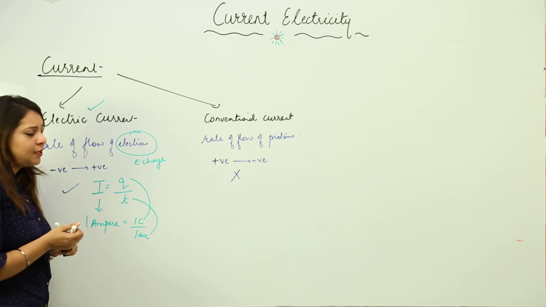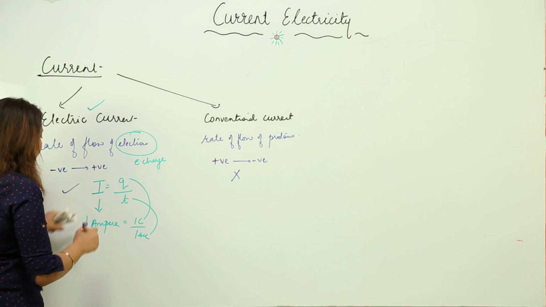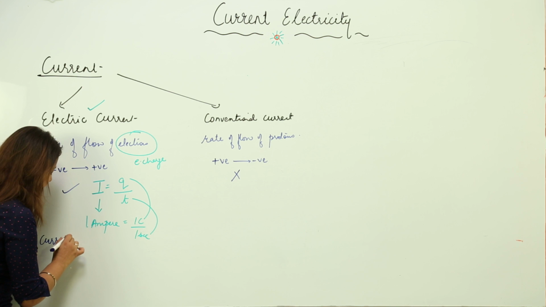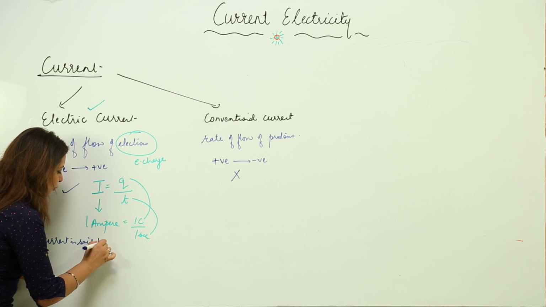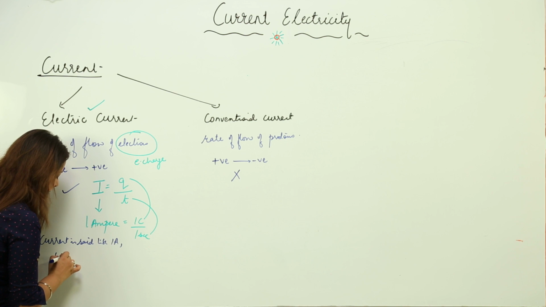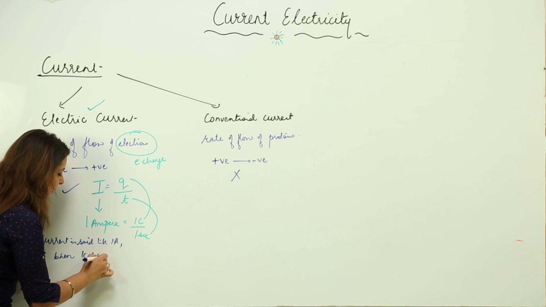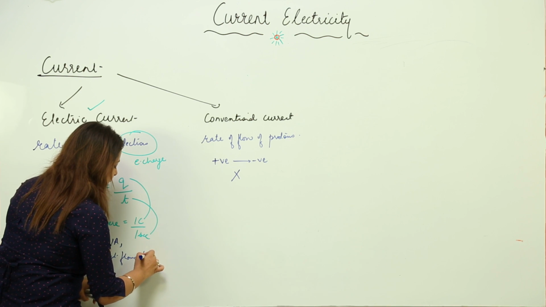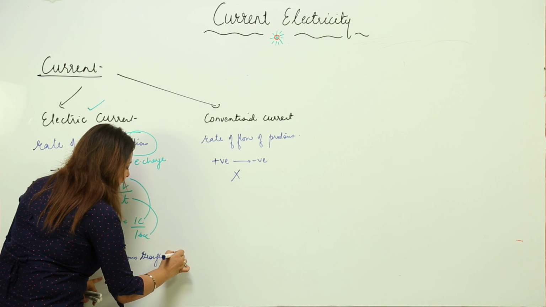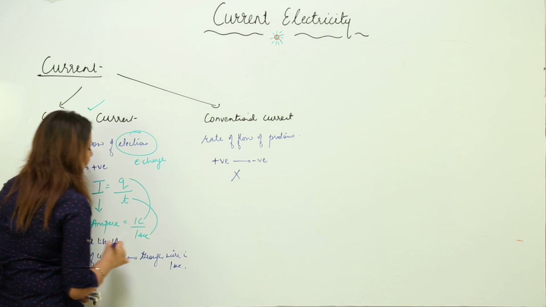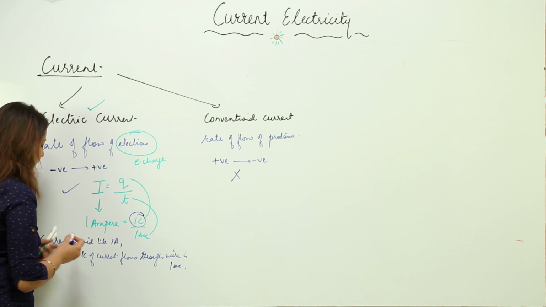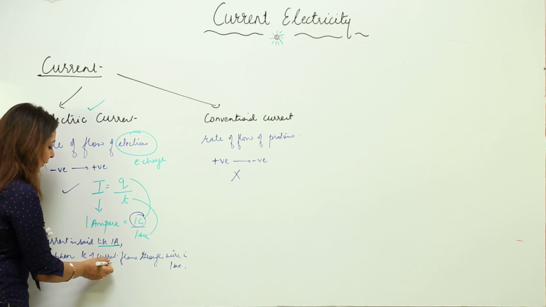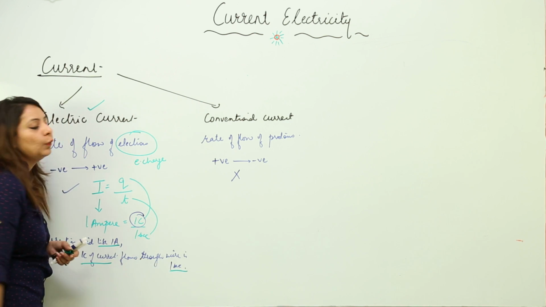Again, don't cram the definition, you can just make the definition yourself. On the left-hand side, we write 1 ampere, so that means current is said to be 1 ampere when 1 coulomb of charge flows through a wire in 1 second. So this is how you define it. Current is said to be 1 ampere when 1 coulomb of charge flows through a wire in 1 second.